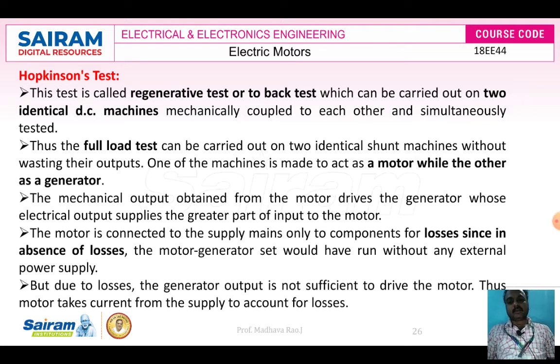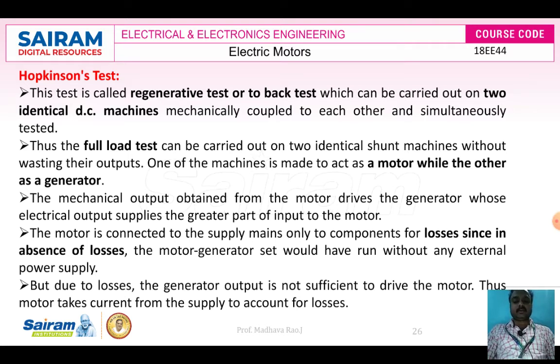The motor is connected to the supply mains only to compensate for losses. Since in absence of losses, the motor generator set would run without any external power supply. So no need of external power supply. Once motor starts rotating, generator will rotate. Generator will give supply. That supply itself the motor can take, and we can run the motor. So that's the absence of losses in this method.